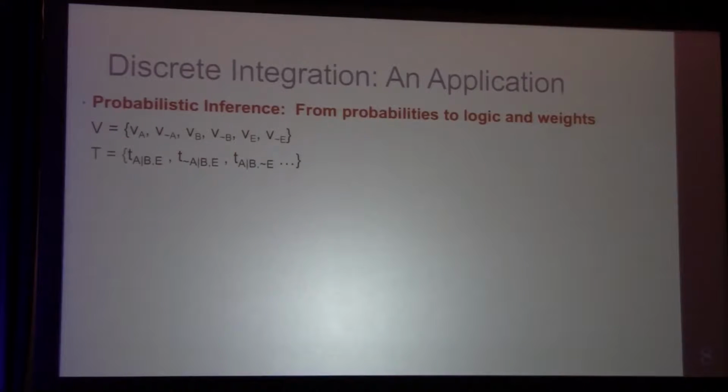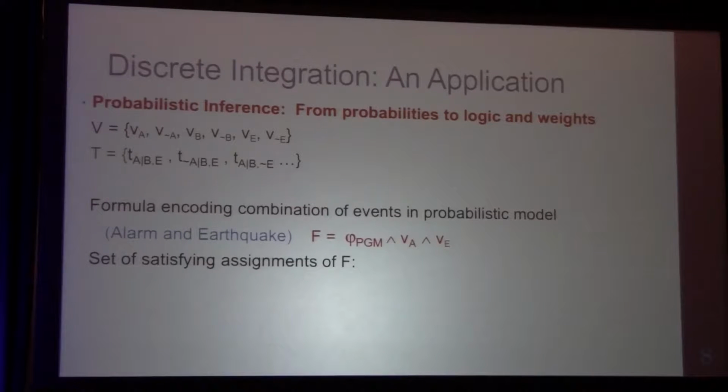So here are our variables. We were interested in finding the probability of alarm and earthquake happening from the graphical model. So we had already encoded the dependency information in the graphical model using a formula, which I'm calling phi of probabilistic graphical model. Now in addition, I want to find the probability of alarm and earthquake. So I'm going to conjunct these two literals. And then for this formula F, which is saying that the events are related in a certain way as defined by this phi sub PGM, I'm interested in the probability of the alarm ringing happening.